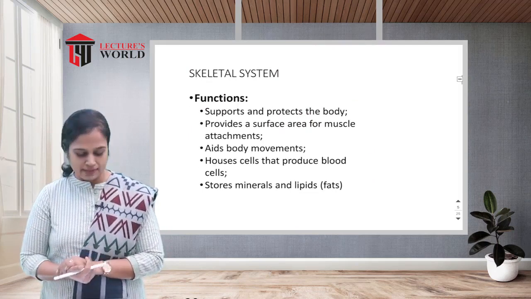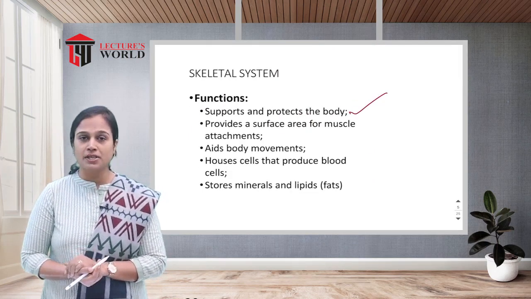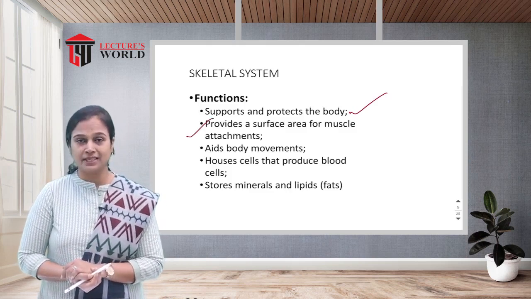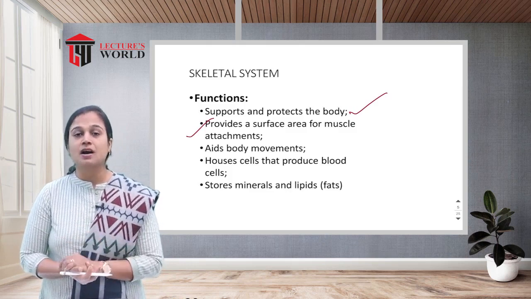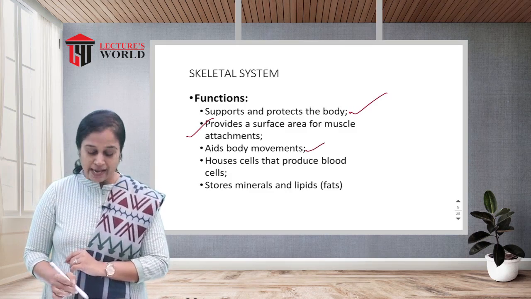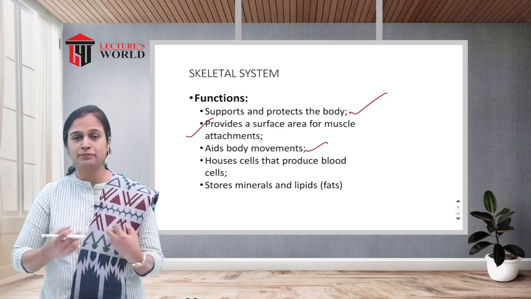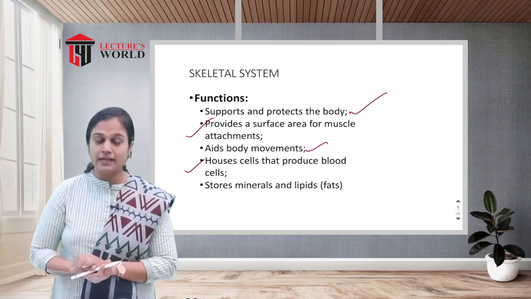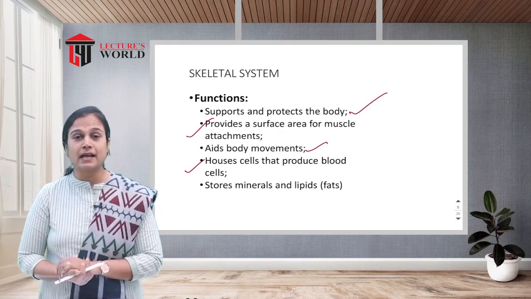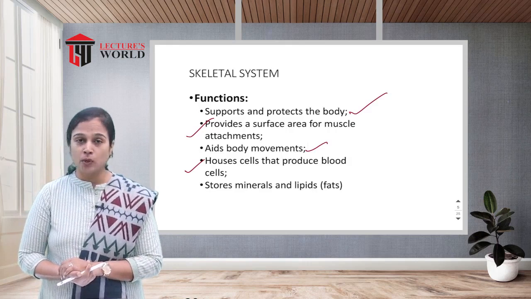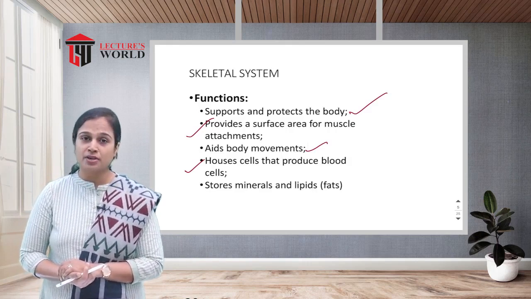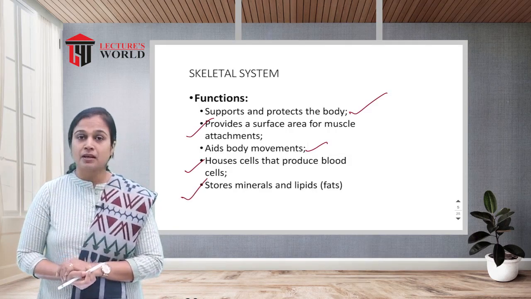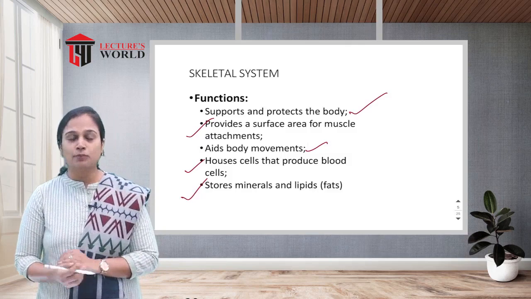The function of the skeletal system is that it supports and protects the body. It gives shape to the body. It provides a surface area for muscle attachment. So muscles are attached to the bones, and it helps in the movement of the body, as we can do certain movements because of the skeletal system. It is the house that produces the blood cells, as it has the bone marrow, and this bone marrow is responsible for the production of certain blood cells. It also stores minerals and lipids. For example, calcium is stored in the bones.